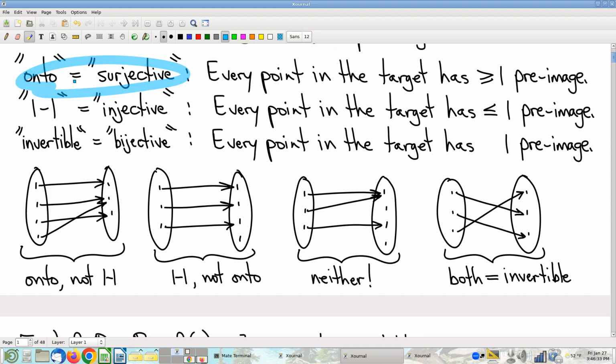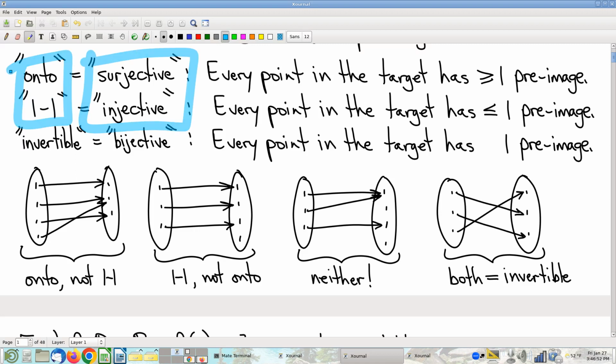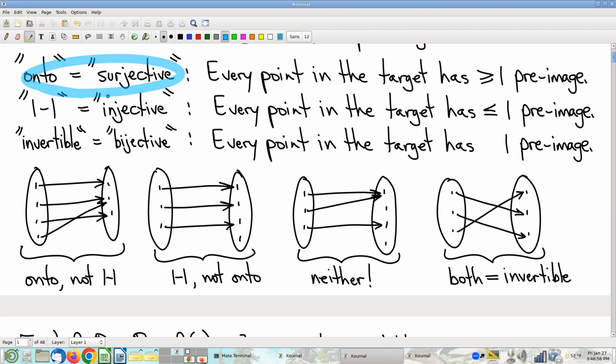Surjective, otherwise known as onto, and injective, unfortunately also otherwise known as one-to-one. I feel like this terminology is also a little misleading, but I don't want to go down that road. You can say injective and surjective, or you can say one-to-one and onto. They mean the same thing. Surjective means that every point in the target has at least one pre-image.